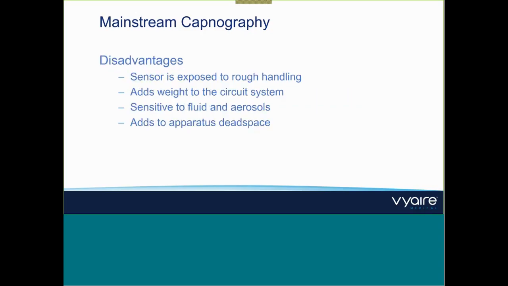There are disadvantages. Of course, the sensor is exposed. It adds weight to the circuit system. In my experience, we had a pediatric ICU where they wanted to use mainstream, but they changed to Sidestream again because it added so much weight for the little children and infants that the handling was not very good. So they decided to go back to Sidestream because it's some grams added, and sometimes this can already be enough. It's sensitive to fluids and also aerosols, so nebulizing and also a non-sufficient heating system or heated breathing circuit can make your life very complicated when you use mainstream capnography, and it adds to the dead space.